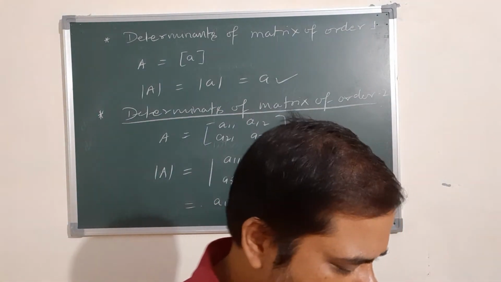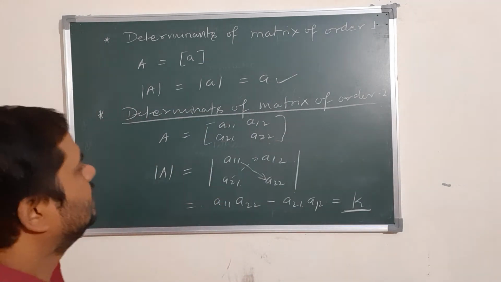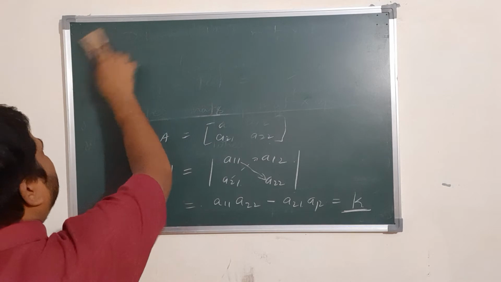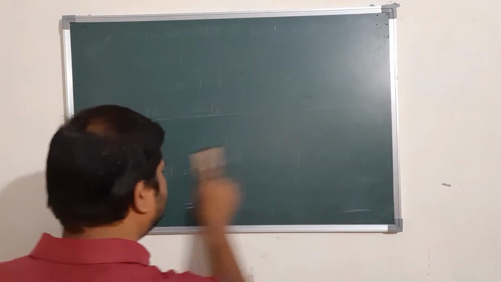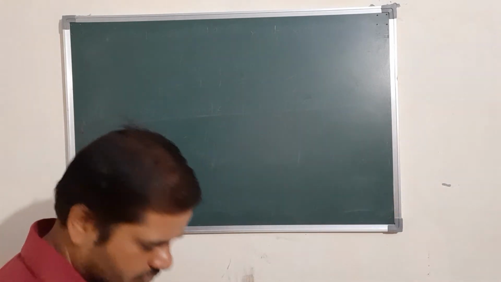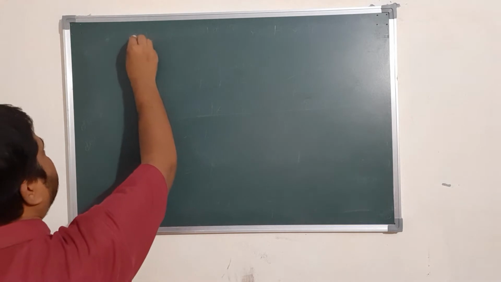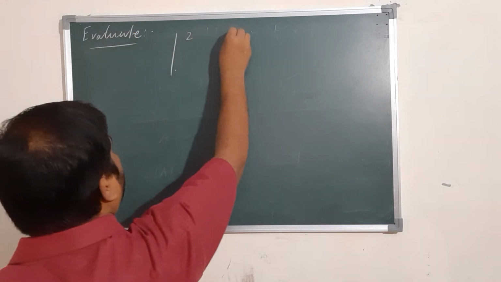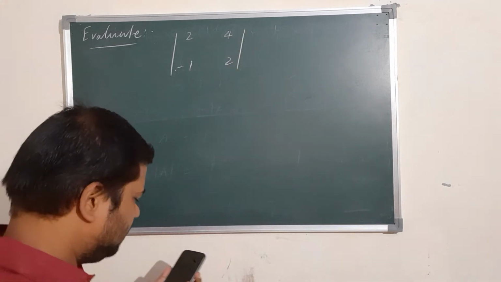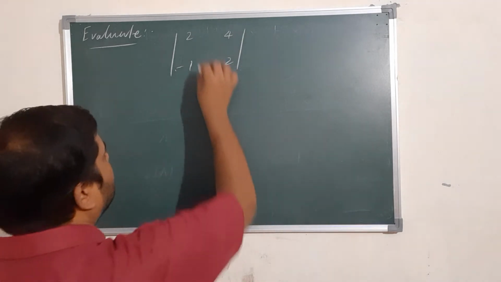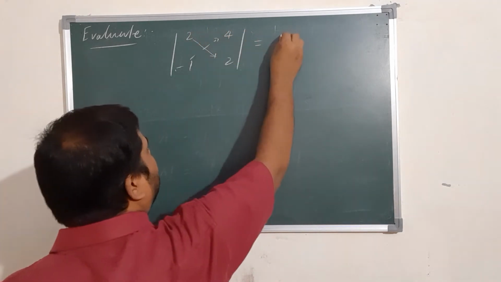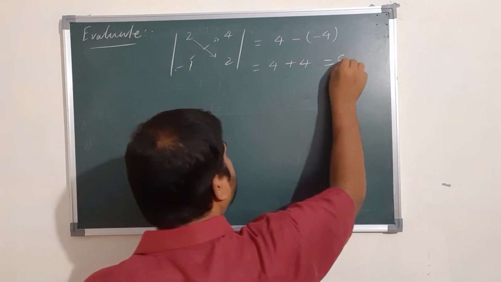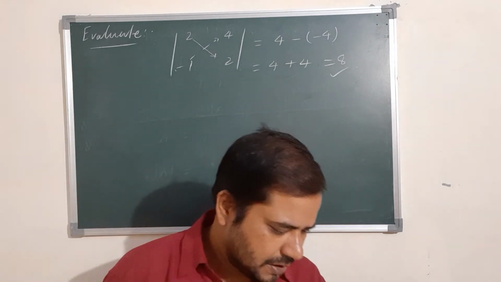Now, see some examples. Afterwards, we will see the determinant of order 3. So, let us see. Evaluate the determinant with rows 2, 4 and minus 1, 2. So simply you multiply: 2 times 2 is 4, minus 1 times 4 is minus 4. So this is 4 plus 4. This is nothing but 8. So this is the solution of that particular determinant.